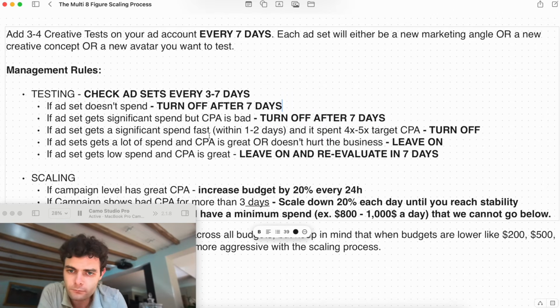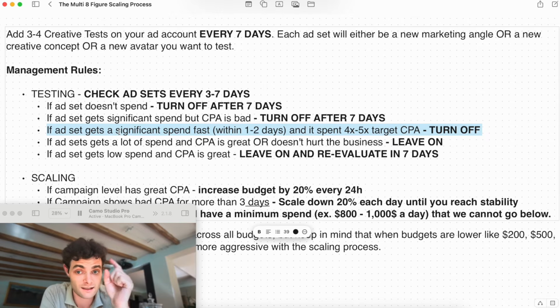I don't know. So number 2, if an ad set gets significant spend, so it's spending, but the CPA is bad, turn it off after 7 days. The positive note is that it's getting spent, which is telling you that Facebook likes this concept or this idea and wants to really give it a shot, but it's just not profitable. So at that point, your takeaway should be, hey, let's maybe do iterations on this angle, avatar, whatever that thing was that was getting spend, but let's just turn this off because it's not profitable. Okay, 7 days. Next thing over here.